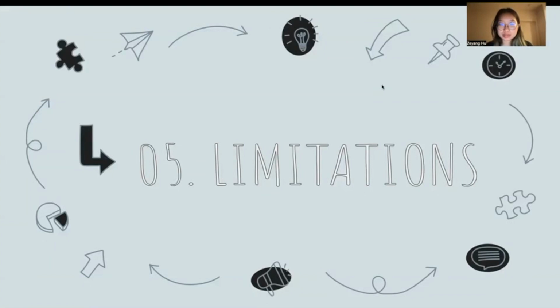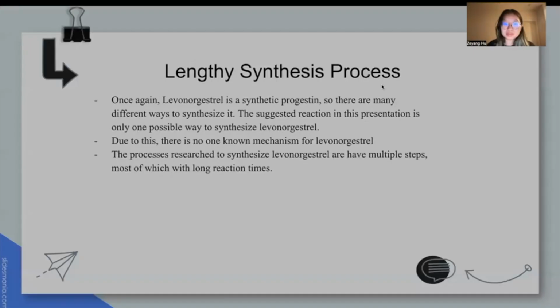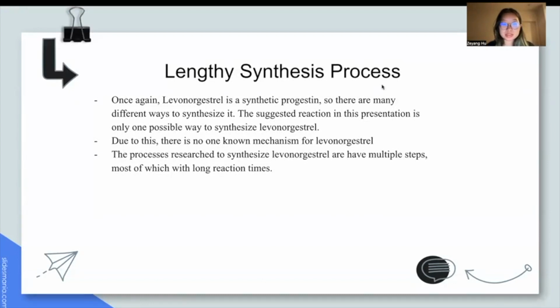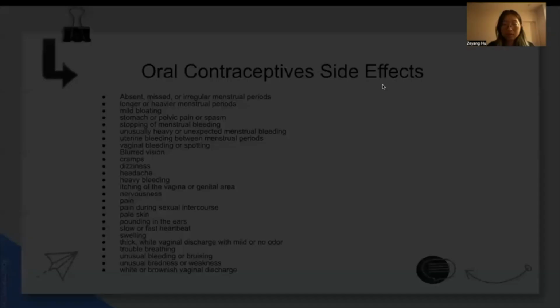However, there are some limitations of levonorgestrel. The first thing is the lengthy synthesis process. Once again, levonorgestrel is a synthetic progestin, so there are many different ways to synthesize it. The suggested reaction in this presentation is only one possible way to synthesize levonorgestrel. Due to this, there is no one known mechanism for levonorgestrel. The processes researched to synthesize levonorgestrel have multiple steps, most of which have long reaction times. For example, we presented 9 steps, and one of the steps takes 4 days to process.